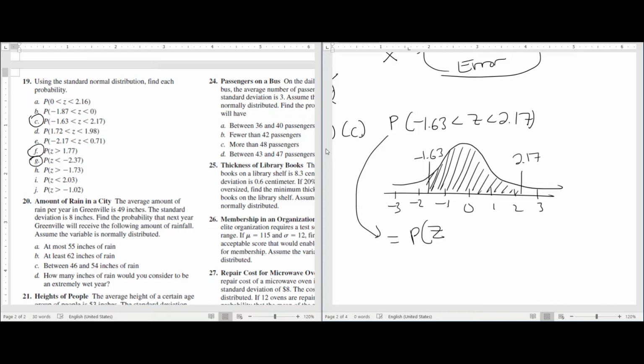In order to find this area, I need to find the probability that z is less than 2.17, minus the probability that z is less than negative 1.63. That's the area to the left of that, and that will give us the area in between. So we need to look this up on the z-score chart. All right, so we're going to do that now.